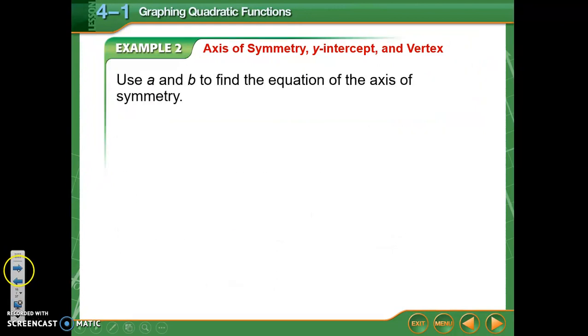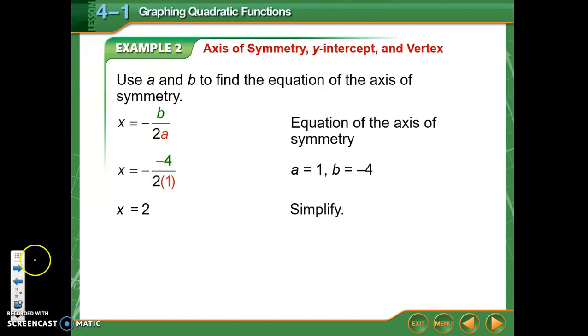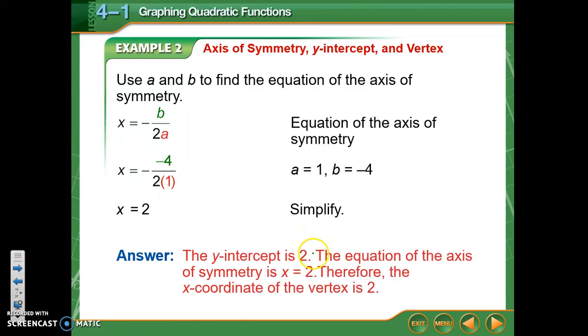To find the axis of symmetry, we're going to need to use a and b. So we're going to use this formula. This is the equation of the axis of symmetry. Since b was -4, I plug that in. a is 1, so 2 times 1. And when I simplify, I get basically +4 over 2, which is 2. So x equals 2 is the equation of the axis of symmetry. Remember, the equation of the axis of symmetry is the same as the x-coordinate of the vertex. So that means that my vertex is going to have an x-coordinate of 2, and in a second we're just going to have to figure out what the y-coordinate is by plugging it in.